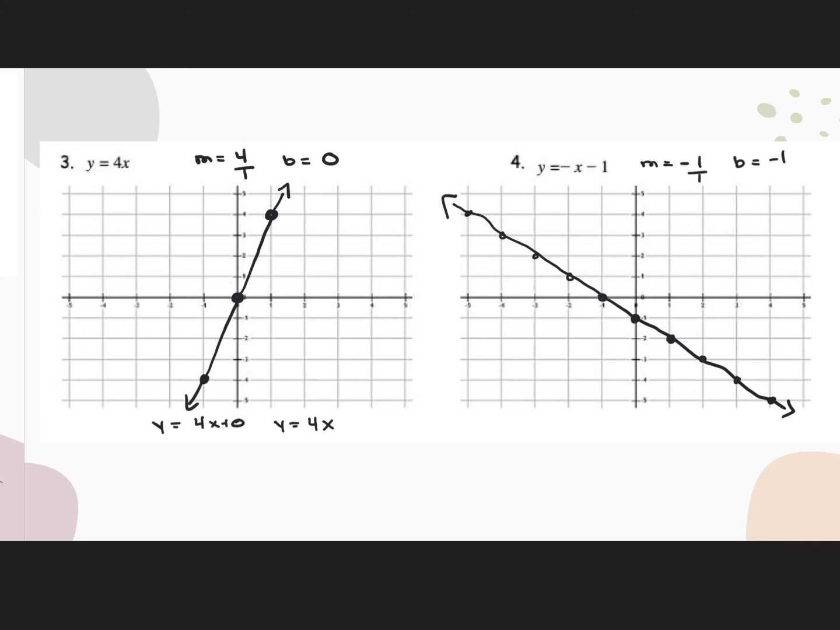All right, so this concludes part 1 of graphing in slope-intercept form. Now I want you to summarize what you learned from today's lesson.